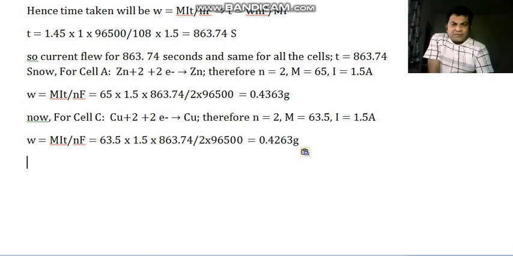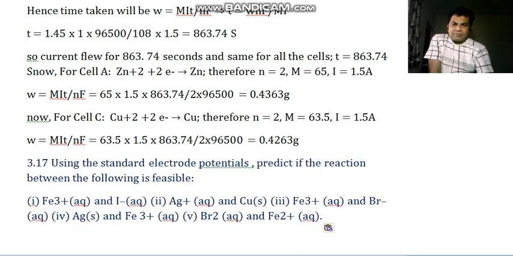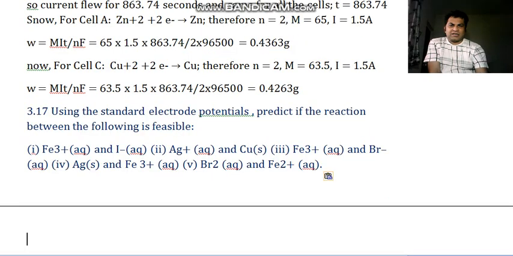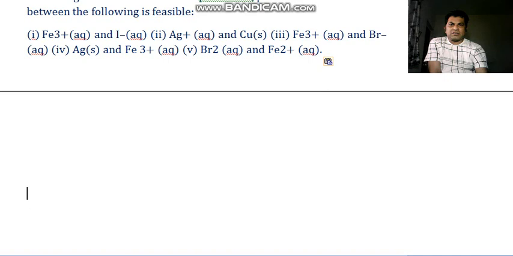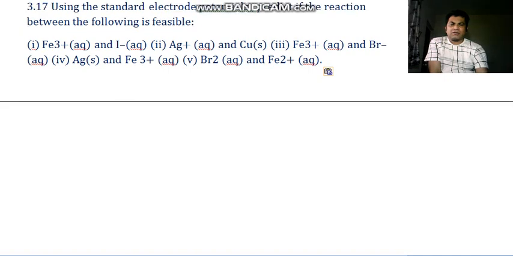Now next topic, and next topic is also very interesting. And what is the topic? That is the question number 3.17. Now read this question properly. The question is very important. Okay, using the standard electrode potential, predict if the reaction between the following is feasible or not.